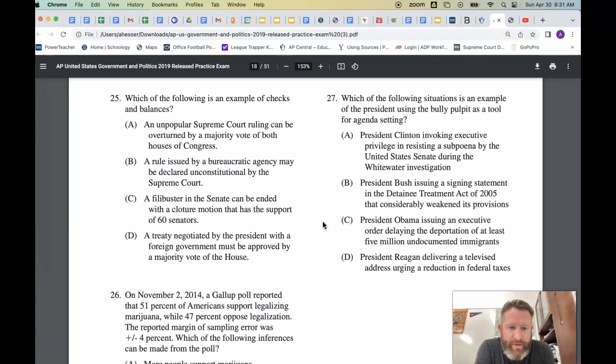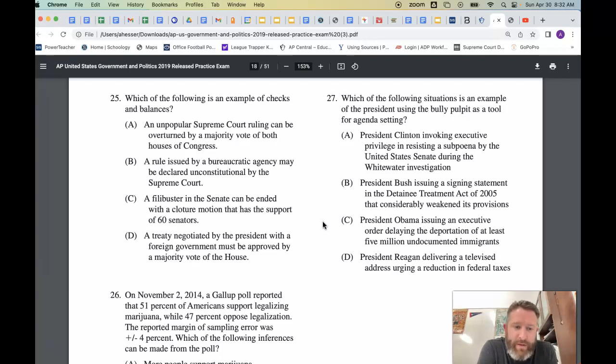Why is a filibuster being ended by cloture in C not an example of checks and balances? That's all within the Senate. It has nothing to do with different branches affecting each other. A treaty negotiated by the president with a foreign government must be approved by a majority of the House. That's just false. It has to be approved by the Senate. So there are sometimes just false statements in there that sound true. And an unpopular Supreme Court ruling cannot be overturned by Congress in A. They could pass a new law, but they can't overturn a Supreme Court decision.